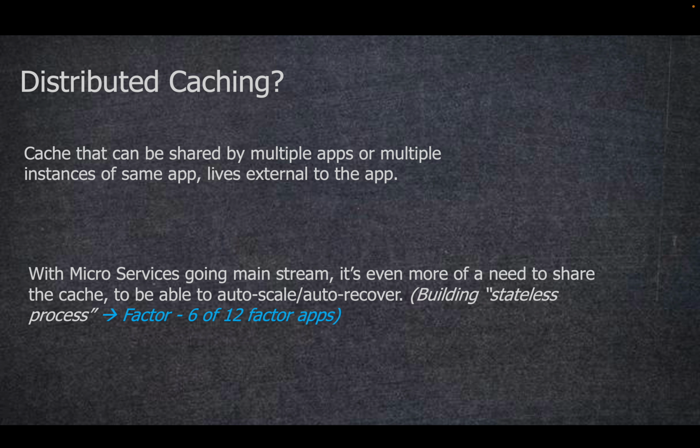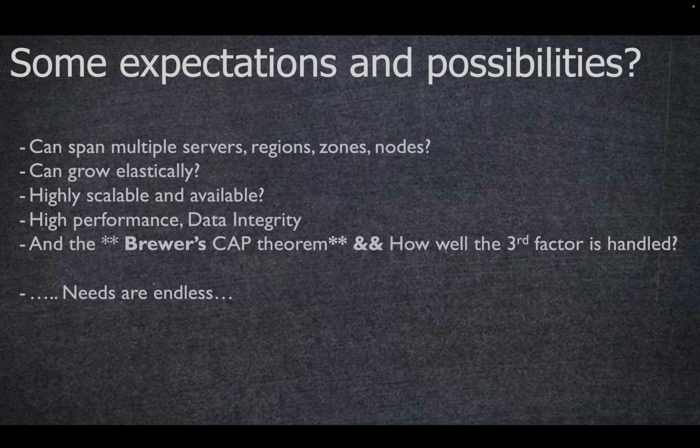Is this a new concept? Now, there were always needs to externalize the cache and make it distributed, and there were a few providers. But with microservices going mainstream, it became even more important, and the need increased to build scalable microservices. And remember the 12-factor applications and factor number 6 that talks about stateless processes. Distributed caching could be a solution to make a stateless process.